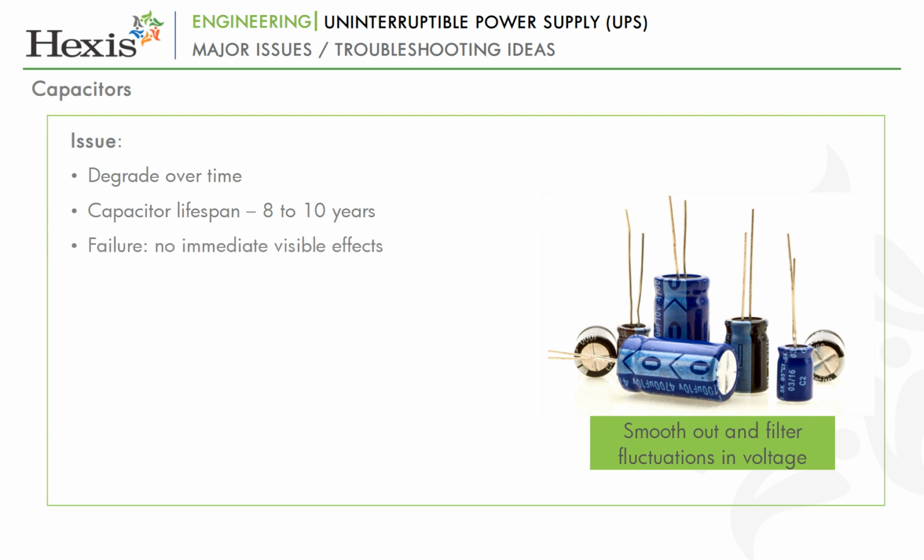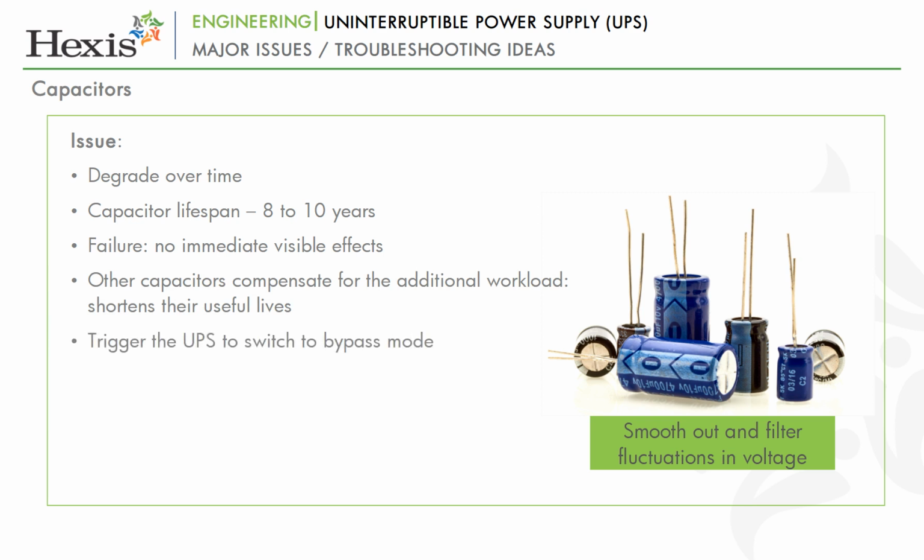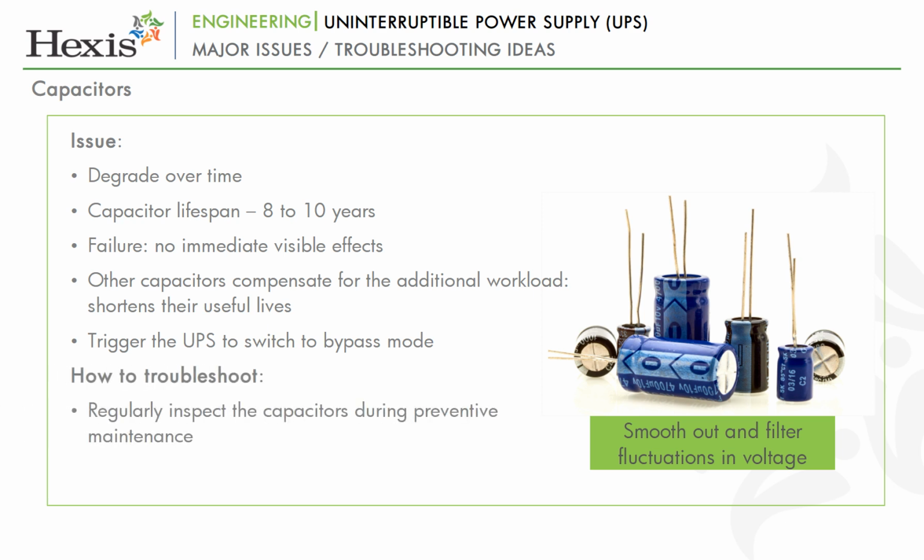When a capacitor fails, there might not be any immediate visible effects, but other capacitors must compensate for the additional workload, which shortens their useful lives. The capacitor failure may trigger the UPS to switch to bypass mode, during which it is unable to protect downstream loads. Regular inspection of capacitors during preventive maintenance helps optimize their operation and enhance their lifespan.